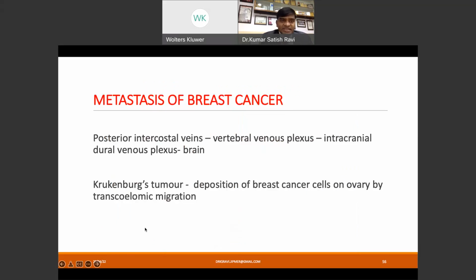Now, metastasis of breast cancer. How does it spread? As I said, the posterior intercostal veins communicate with the vertebral venous plexus, and in turn this vertebral venous plexus communicates with the intracranial dural venous plexus of the brain. So this is how breast cancer spreads. Now there is a clinical condition, Krukenberg's tumor. There will be deposition of breast cancer cells on the ovary by transcoelomic migration. So this is all about it.